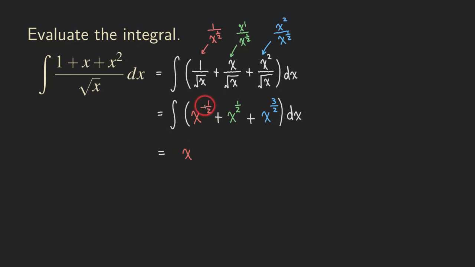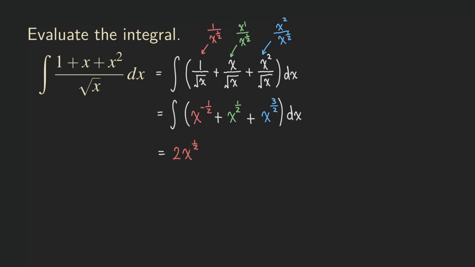Now we are going to add 1 to this power. Adding 1 to negative 1/2, we get positive 1/2. So that's our new power. And don't forget that I left some space in the front, because we're reversing the power rule. We need to multiply this x to the 1/2 by the reciprocal of the new power, so we are going to have 2. That's the reciprocal of 1/2.